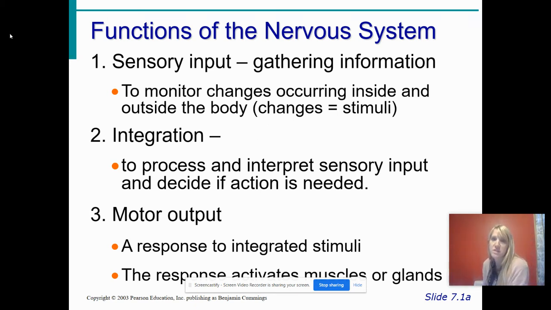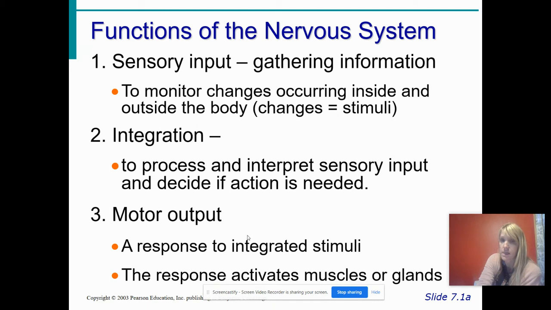So your sensory input is just gathering information. That's all it is. Your integration center is where you decide: is it a reflex? Do I need to process this information? Is there action needed? And then the motor output would be, I'm blinking because this is coming at me, I'm having goosebumps because I am cold. That is your response. Although it happens so fast you can't even think about it, those are the 3 steps.